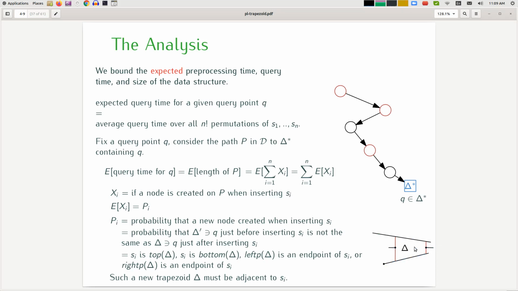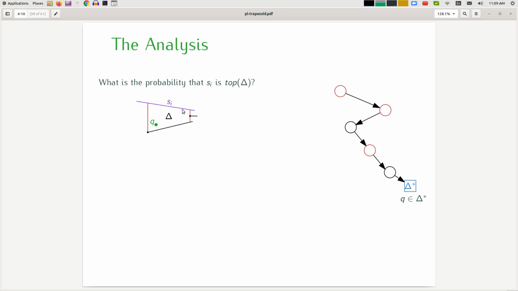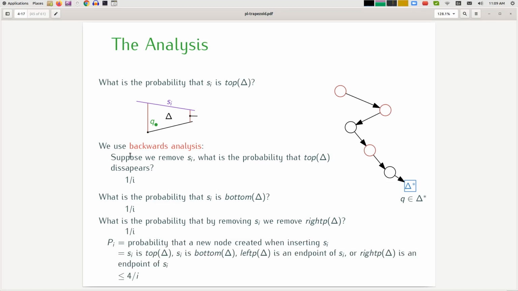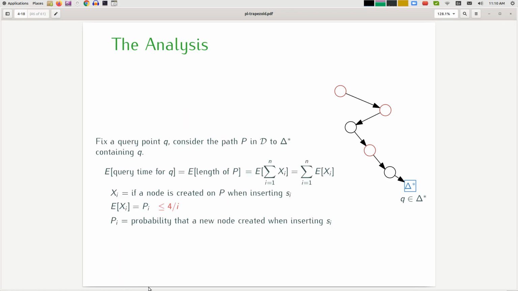And by backwards analysis, the probability that Si is this top vertex is 1 over i. The probability that Si is the bottom vertex is 1 over i. The probability that Si is on the right hand side is 1 over i, and the probability that it's on the left is also 1 over i. So therefore, the probability that the new node is created when we insert Si is at most the summation of these probabilities, which is 4 over i. We calculate that this probability is 4 over i, so the expected value of Xi is 4 over i.